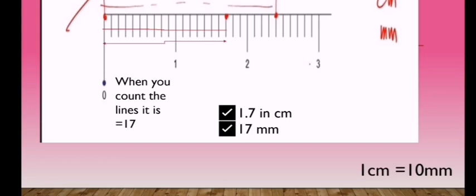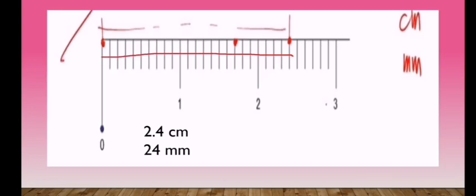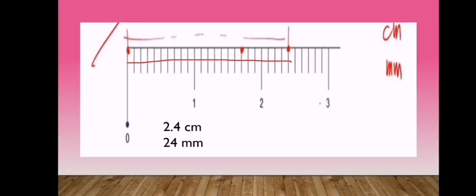So now let's have another example. Supposedly you are measuring an object and it falls from 2 centimeters until the 4th increment line. So in centimeters, it is 2.4 centimeters, but in millimeters, it is 24 millimeters. So that is how it goes. It's very simple.